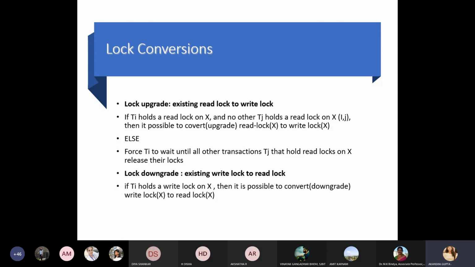So we have two types of lock conversion: lock upgrade and lock downgrade. Lock upgrade upgrades the read lock to a write lock, whereas lock downgrade downgrades the write lock to a read lock.